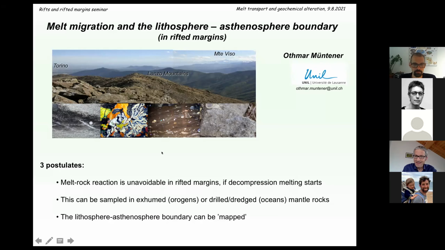Then, if you have the opportunity to sample rocks, you can find the remnants in exhumed margins, or if you're lucky, you can either drill or dredge it in the oceanic mantle. And finally, maybe we are able to map the fossil lithosphere-asthenosphere boundary.